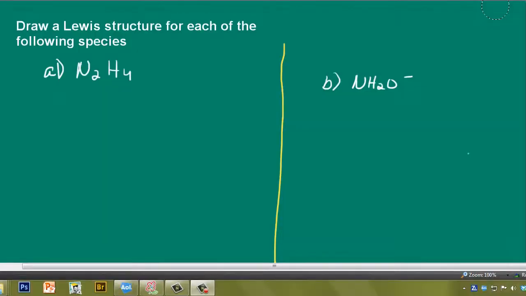Hi everyone, today we're going to draw Lewis structures. So let's just go ahead and get right to A. Here we have 2 nitrogens and 4 hydrogens.